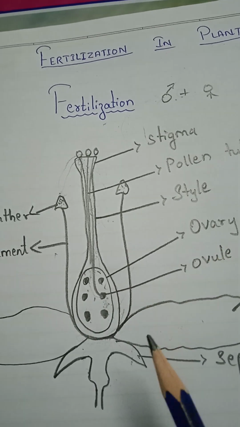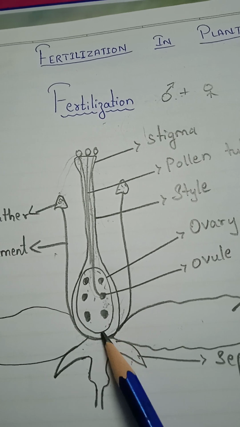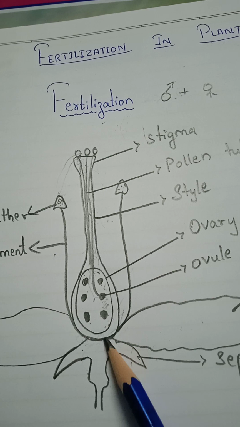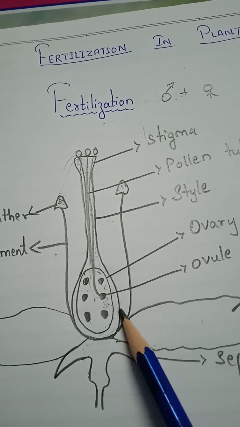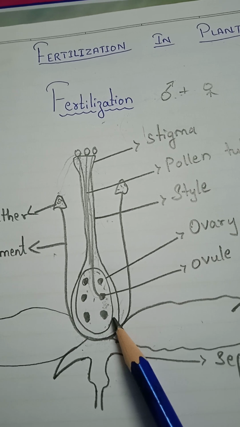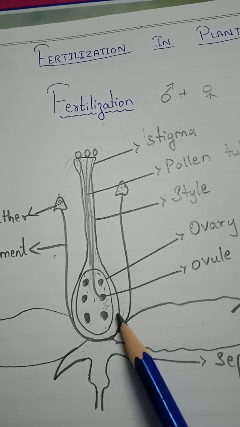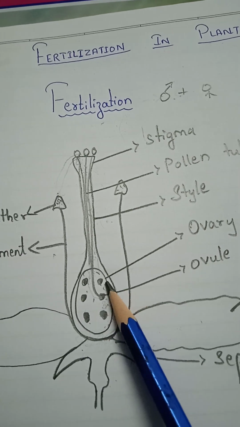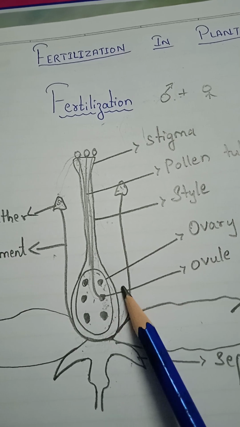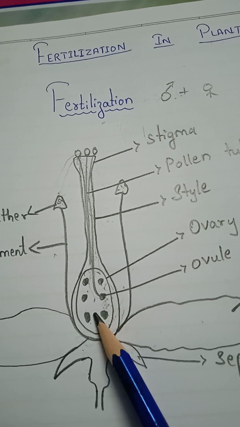The ovary inside the flower, the female reproductive part, grows in size and develops into a fruit. You can see this round ovary. The ovary develops into fruit, and the ovules develop into seeds.